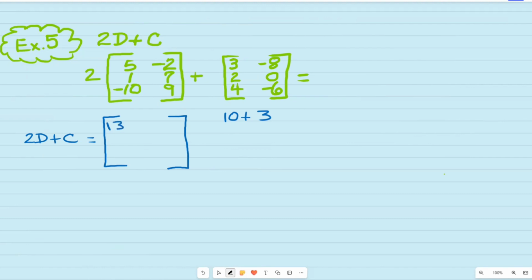2 times negative 2 is negative 4. Take that answer and add it to negative 8. So that's negative 12. And go to the next row. 2 times 1 is 2. Plus 2 is 4. 2 times 7 is 14. Plus 0 is still 14. 2 times negative 10 is negative 20. Plus 4 is negative 16. And 2 times 9 is 18. Plus negative 6, which is 12.